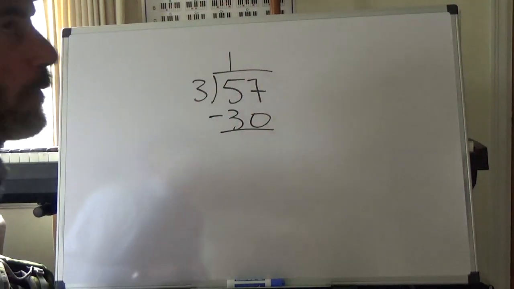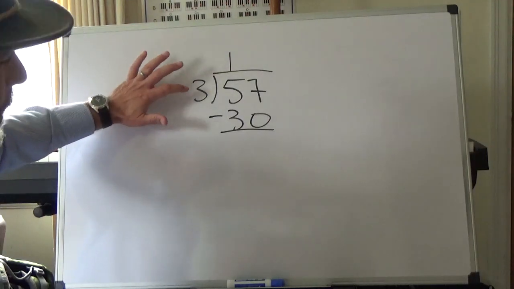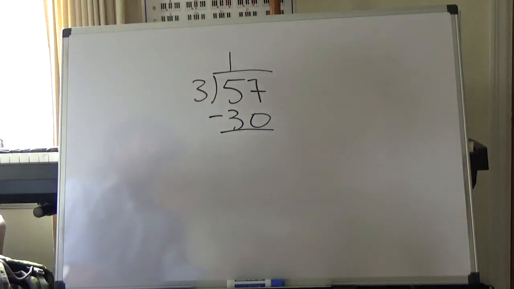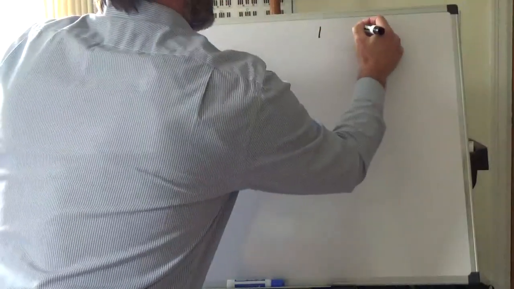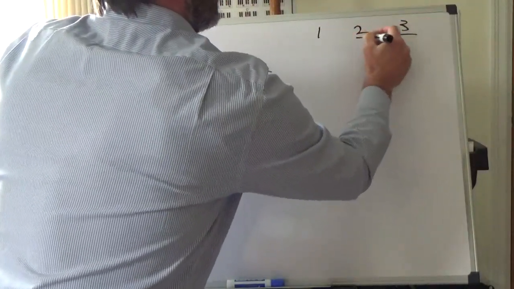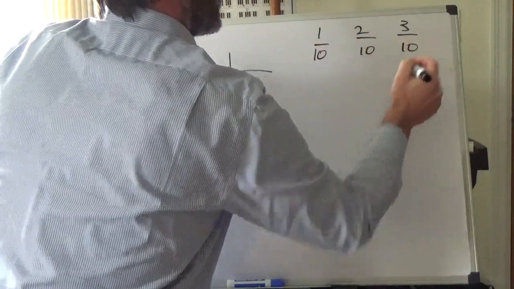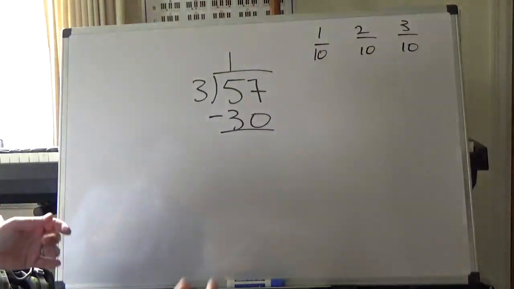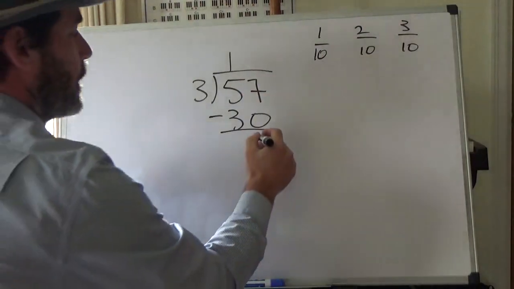So let's say I started out with $57 and I wanted to share my $57 with 3 people equally. That means everybody got the same amount of money. I could give everybody, I'll just draw them, I'll just put people 1, 2, and 3. I could give everybody $10 to begin with. I could give everybody a $10 bill. And if I gave 3 people $10, I would have given away $30.